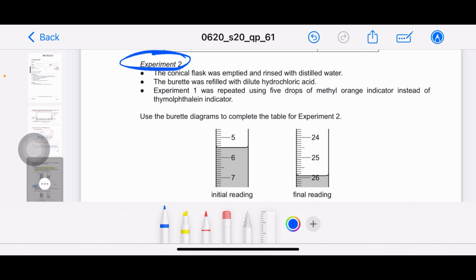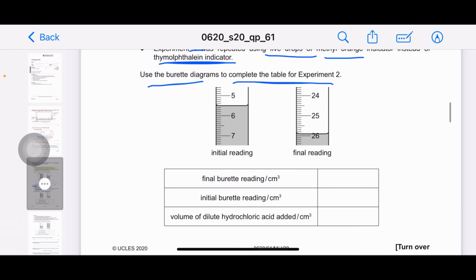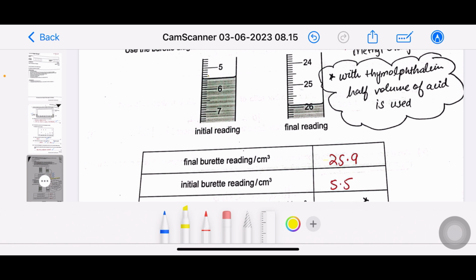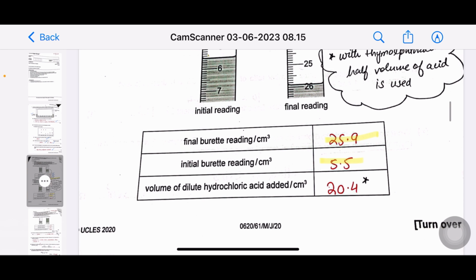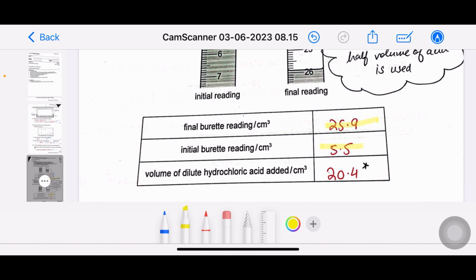Experiment 2. The conical flask was emptied and rinsed with distilled water. The burette was refilled with dilute HCl. Experiment 1 was repeated using 5 drops of methyl orange indicator instead of thymolphthalein indicator. Use the burette diagram to complete the table for experiment 2. Final burette reading is written 25.9 and initial burette reading is 5.5, and the volume of HCl used by difference is 20.4 cubic centimeters.